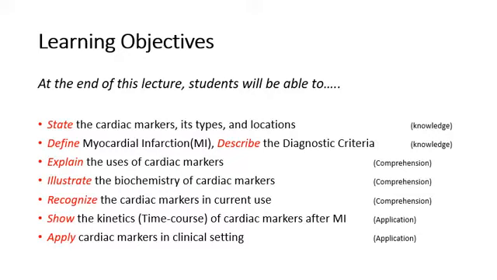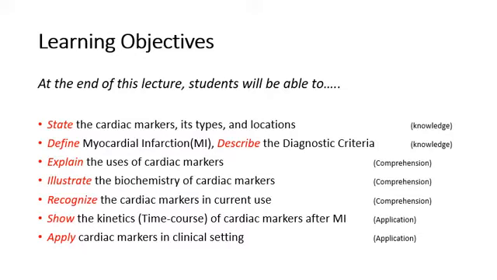We will not talk about the medicine, but we will just highlight the criteria and the biochemical point of view. Then we will explain the use of these cardiac markers. Then we'll go into illustration of the biochemistry of these markers. Most important, we will recognize the cardiac markers in current use. This is very important to highlight.